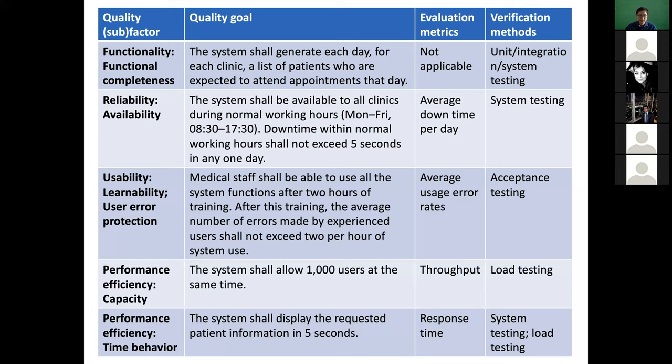Okay. Next one, the system shall allow 1,000 users at the same time. What is the quality factor and sub factor? The factor is performance efficiency, right? Sub factor is capacity. And what is the metric? Throughput. Throughput measures how many users use it at the same time, or how many requests are produced at the same time.